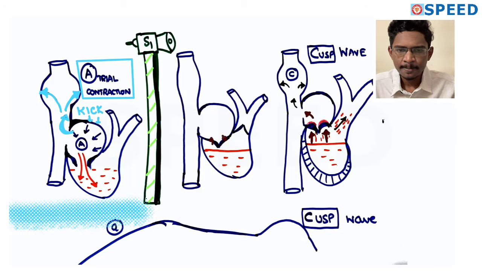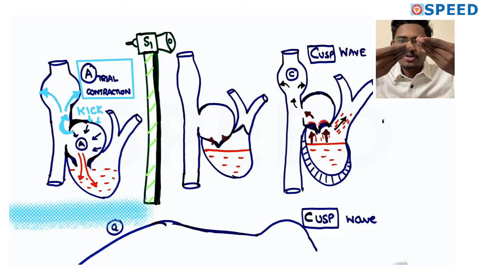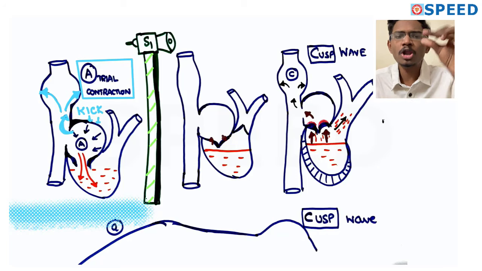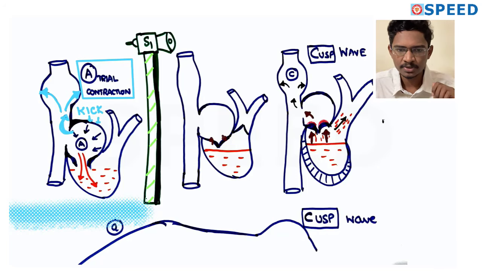Next, what happens? The tricuspid valve closes. Now the right ventricle starts contracting. When the pressure increases in the right ventricular cavity, this pressure pushes the tricuspid cusp upward. That gives a small positive deflection in the JVP. This cusp wave is called the C wave in JVP. This is also a positive wave in JVP.